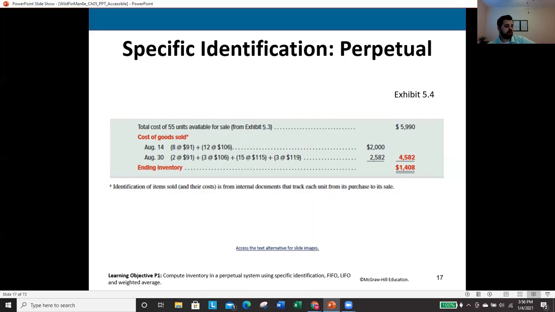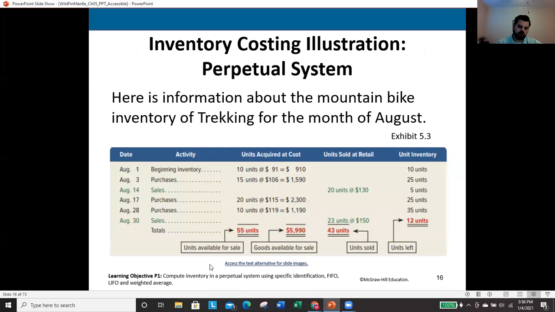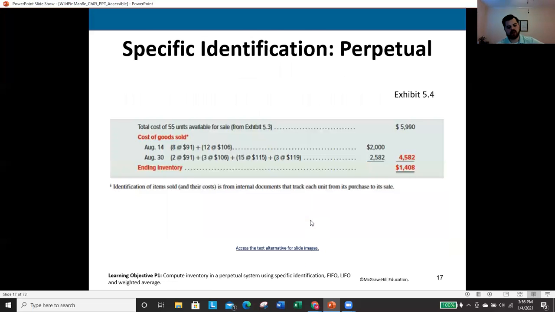So in this case, the total cost of 55 units available for sale was $5,990. Okay? And we see that, of course, right here. So in total, we bought 10 units plus 15 plus 20 plus 10, which is a total of 55 units, and had a total cost of just under $6,000.